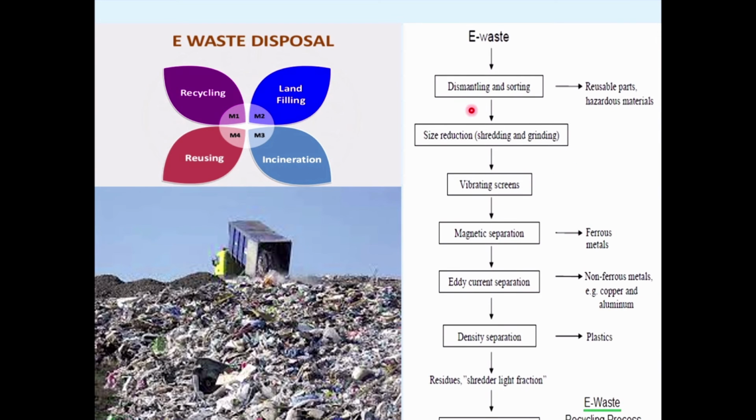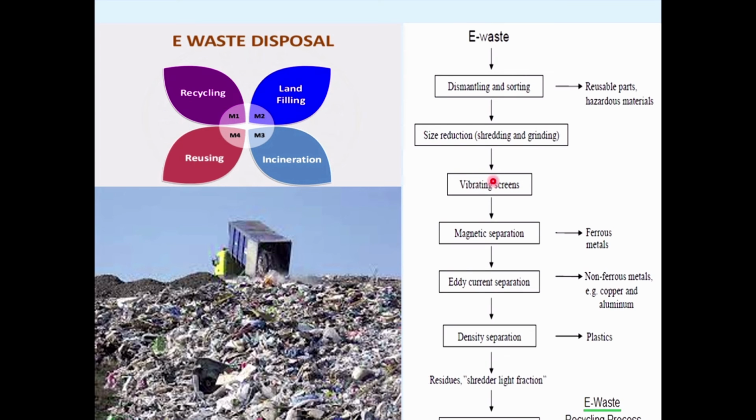So this is the e-waste. Step one is the dismantling and sorting. After dismantling and sorting, the reusable parts are separated and hazardous substances are separated. After that, it should be subjected to shredding and grinding, that is, decreasing the size of the particles. And after that, it is put into the vibrating screens. When this is vibrating, the lightweight materials come to the top, and all the heavy materials come to the bottom.